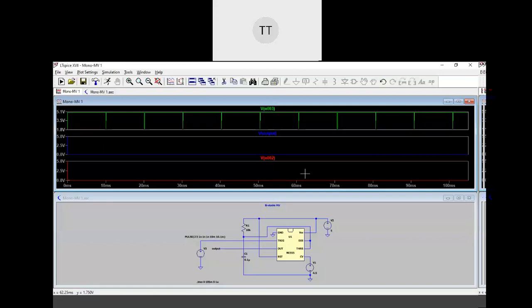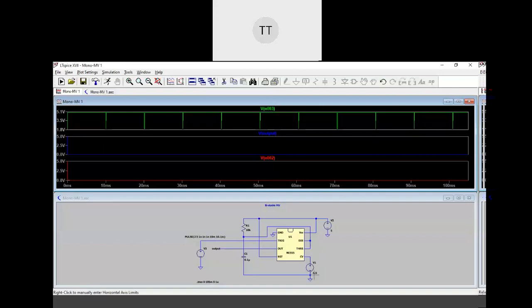Yes, sir. It will work. Why? How will it work? Because VTL is 2.2 something, and we are applying a trigger voltage which is less than 2.4.